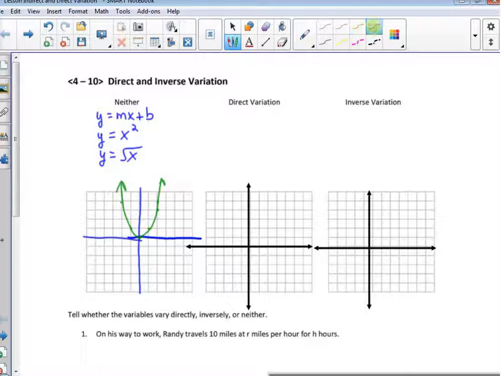So to the direct variation, a couple of things. The formula is y equals kx. We also talked about it being the ratio of two numbers equals a constant, so y over x equals k, or x over y equals k. Those are your direct variations. They go through the origin, and it's an oblique slanted line.